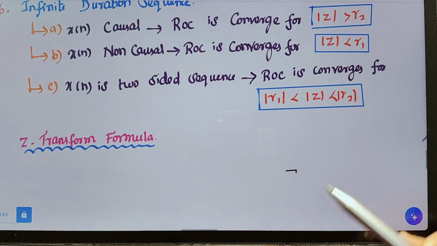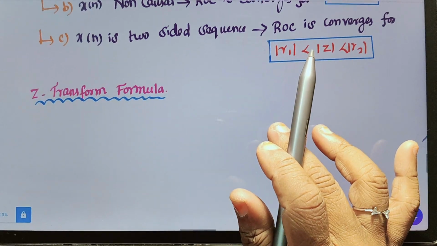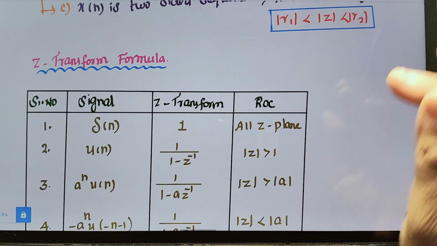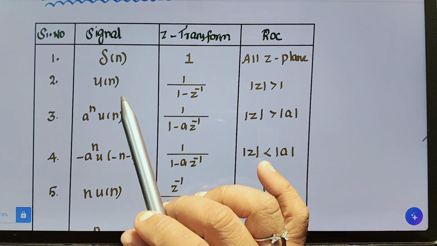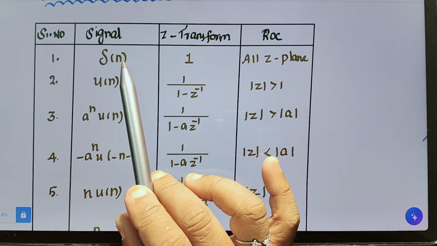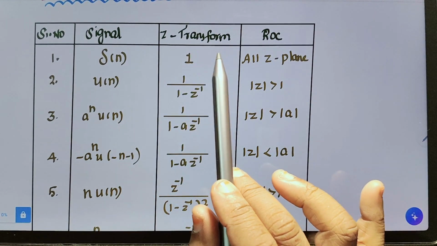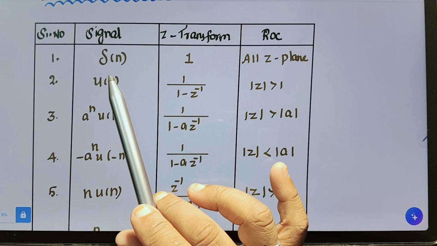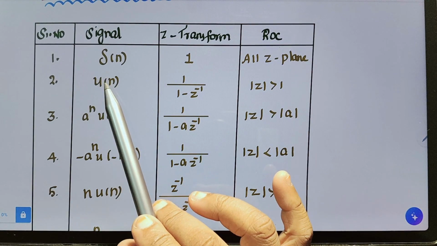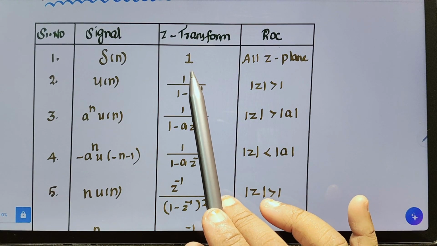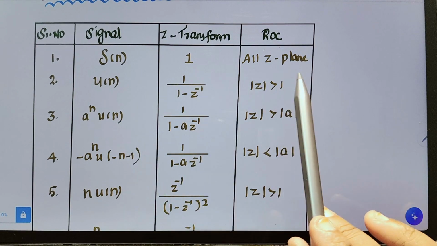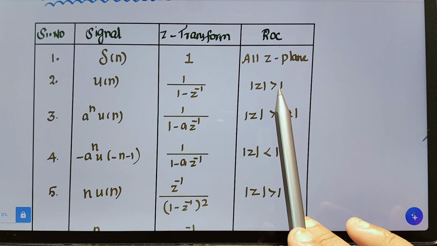Okay. Next, see about the Z transform formula. This will be used for the problem section. See here, delta of n, that's nothing but the impulse function. Impulse function means we know this is 1 for all Z plane. In case of u of n, this is the unit function. The formula for the Z transform is 1 by 1 minus Z inverse. So for the unit function, modulus of Z greater than 1.